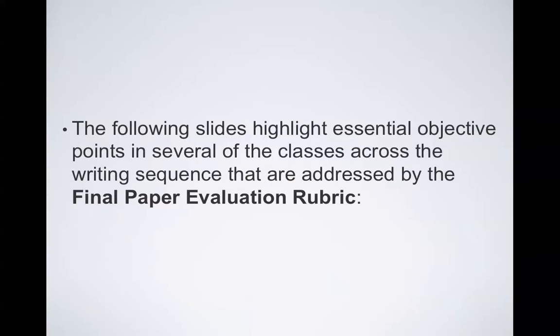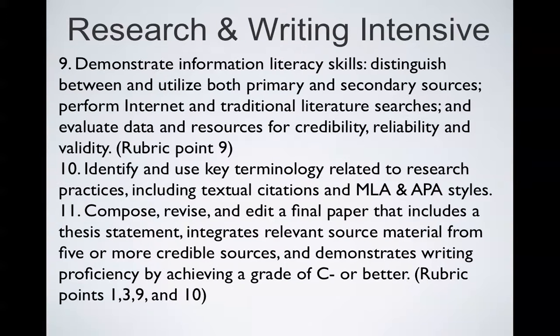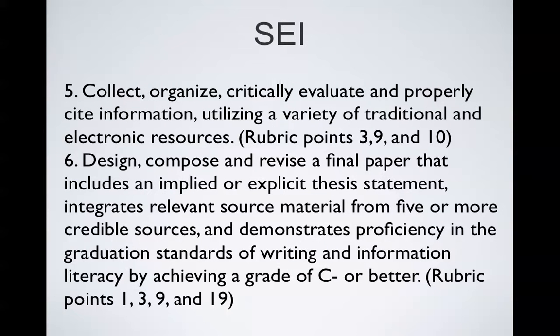The following slides highlight the essential objective points in several of the classes across the writing sequence that are addressed by the final paper evaluation rubric. Here are some essential objectives from English composition that are addressed by the rubric itself. We can see the specific points of the rubric that are matched up to these specific essential objectives. And the same is here for the research and writing intensive classes. Different points of the rubric match up with different areas of essential objectives, and as well as SEI.